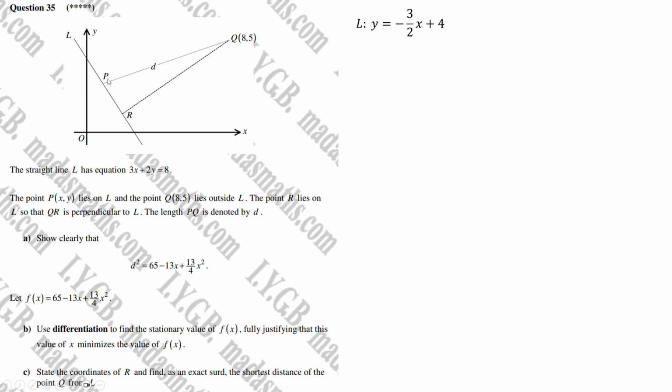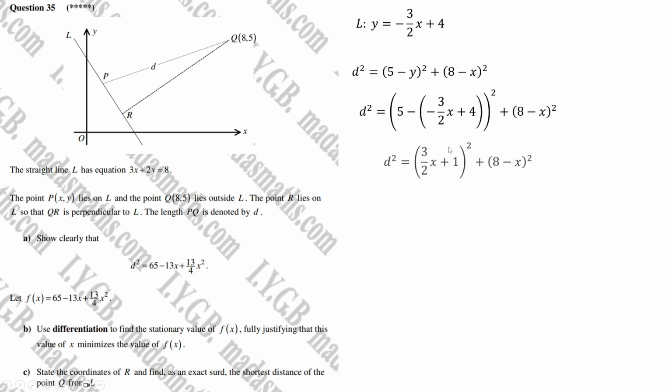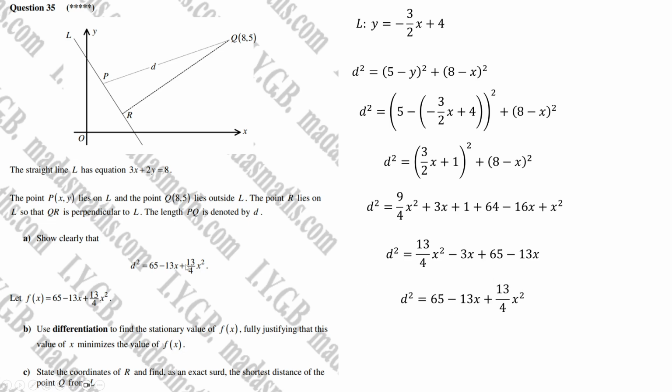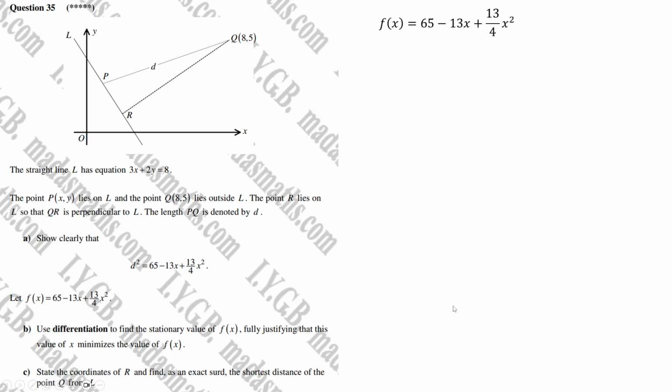So this is going to be 5 minus y squared plus 8 minus x squared, and that gives us d squared. We know what y equals, so we'll just plug that into there, and then just take this really slowly. Just make sure you don't make any mistakes. Use a calculator if you want. I mean, you've gotten like the hard part done. Collect like terms, you'll get this, and then just swap these around so it looks like this. We're saying let f of x now equal that, and use differentiation to find the stationary value of f of x. Okay, so just differentiate this, you'll get that.